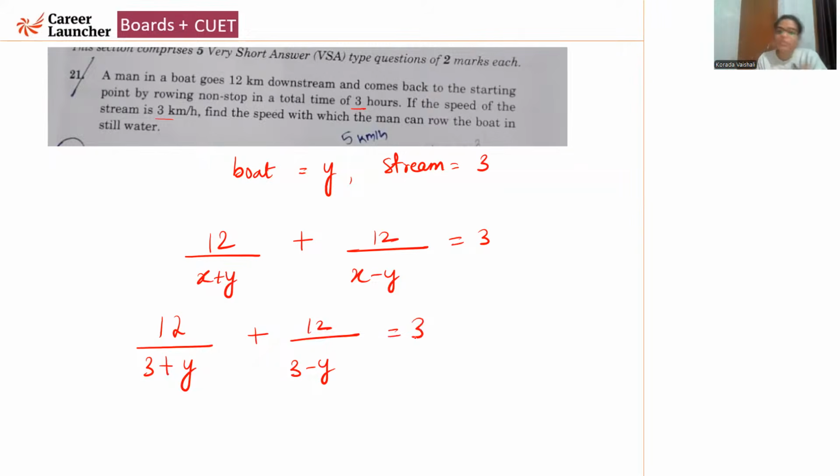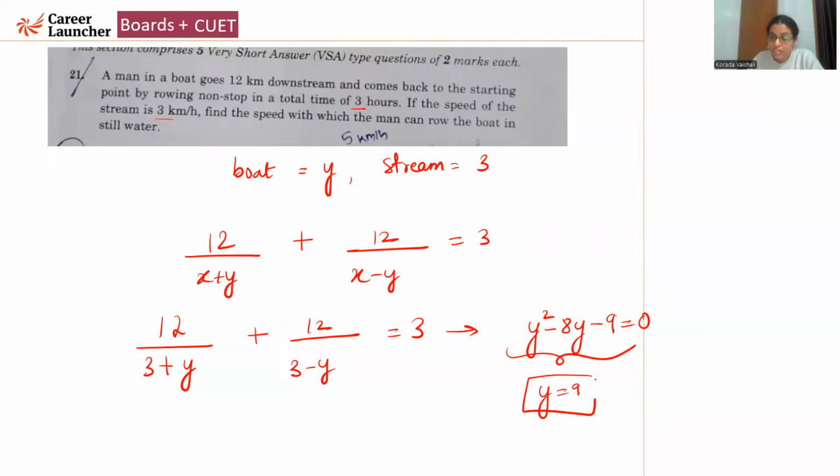Take LCM, you will get a quadratic equation. The quadratic equation is going to be, I'll write it directly, y square minus 8y minus 9 is equal to 0. And if you are going to find the value of y, considering only the positive value, it is going to be 9. So 9 is the final answer for this question. You might have been getting -1, but we will avoid that because -1 speed नहीं consider कर सकते इस case में. So this is question number 21.